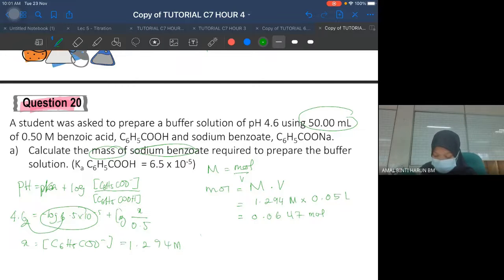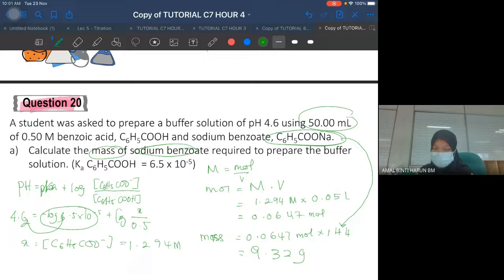Okay, then the mass of benzoate is the total number of moles, 0.0647 mole, times molar mass. The molar mass of sodium benzoate, okay, is 144. So it is equal to 9.3 g.